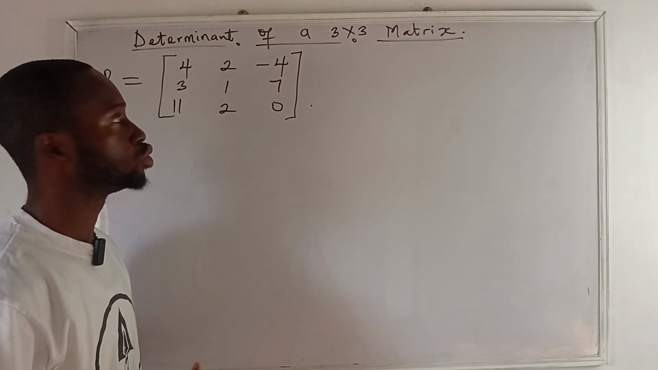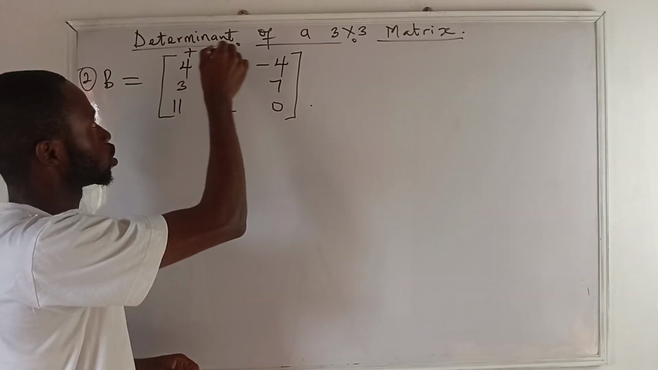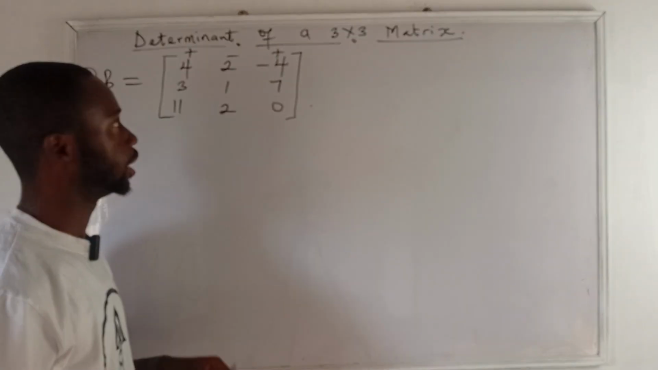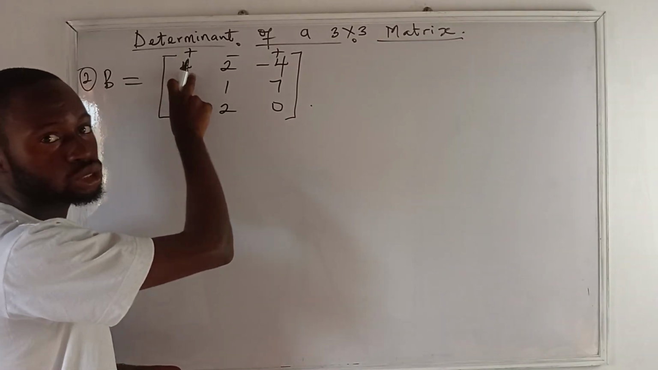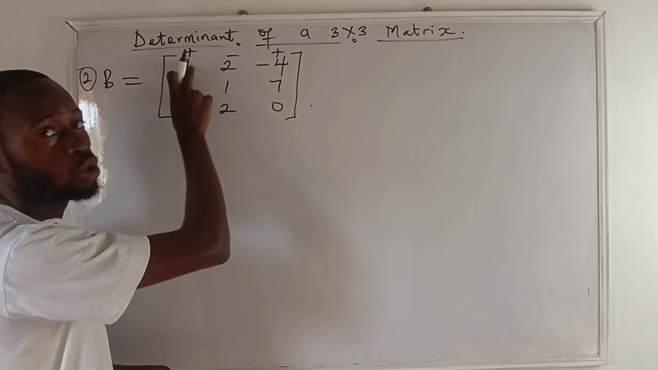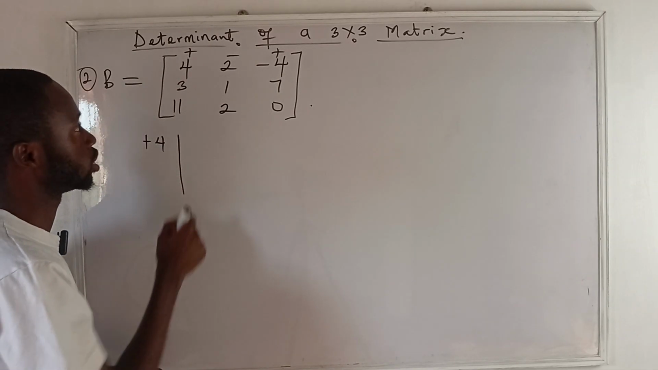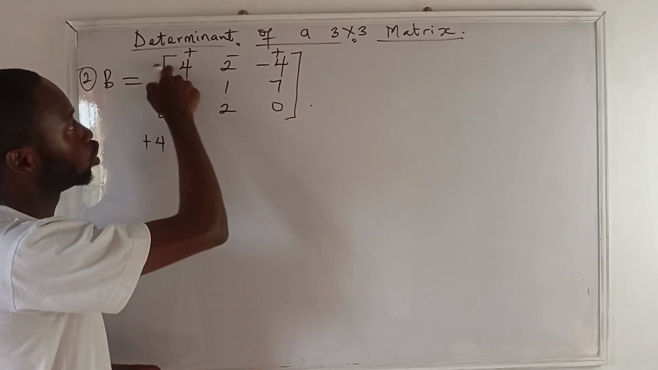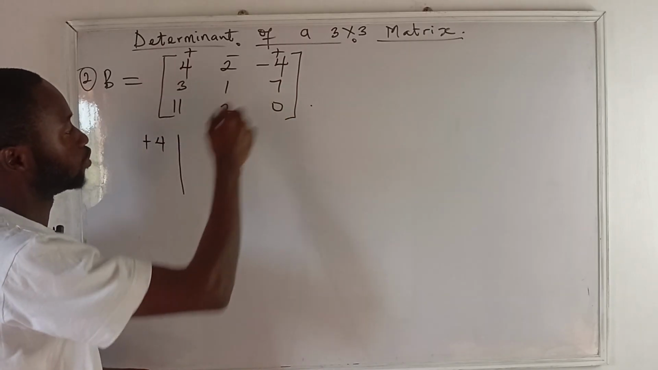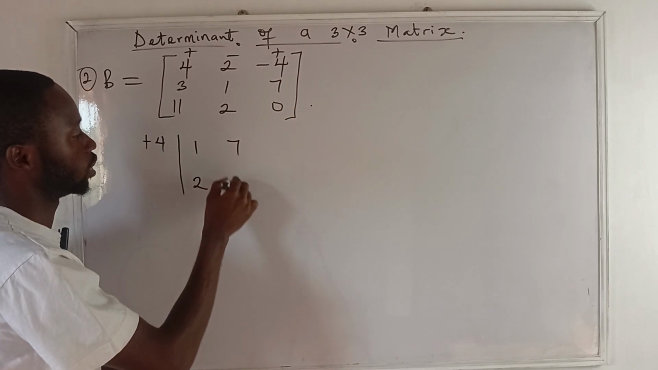Remember that the first thing we need to do is introduce the signs plus, minus, plus. Then we pick the element in the first row, first column, that's 4, plus 4. You write it out. Then you open this. You rule out the column of 4 and the row of 4. Then what do we have? We have 1, 2, 7, and 0.